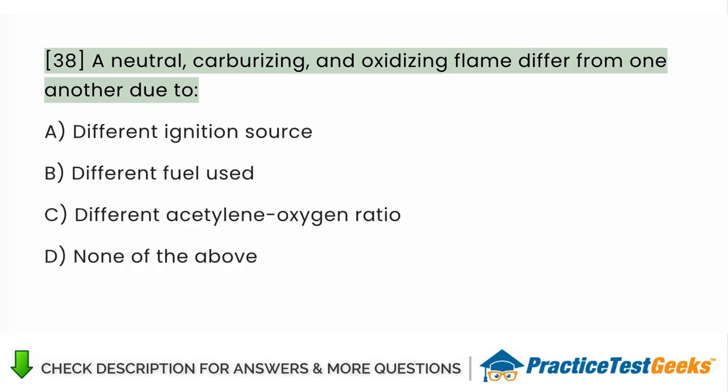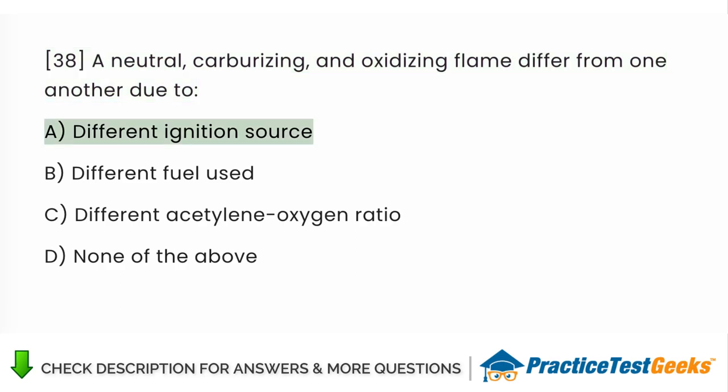A neutral, carbonizing, and oxidizing flame differ from one another due to: A. Different ignition source. B. Different fuel used. C. Different acetylene oxygen ratio. D. None of the above.